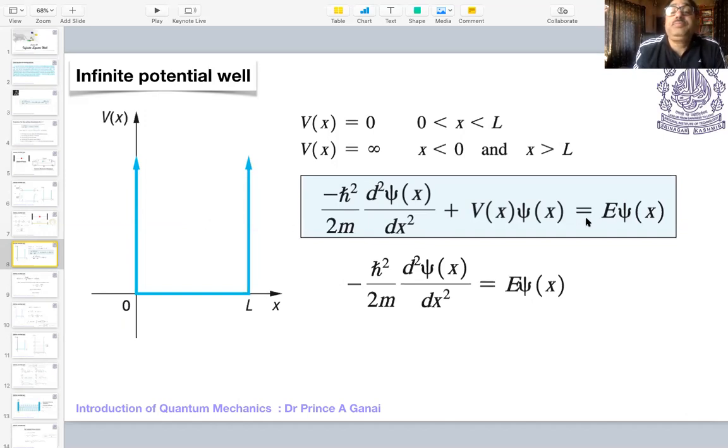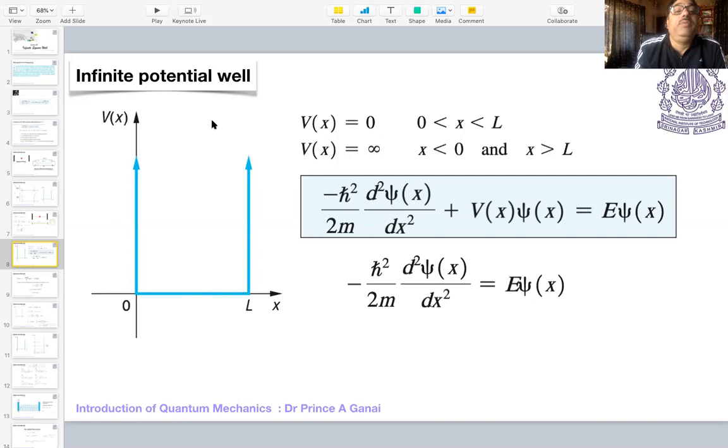Therefore we choose V is 0 between the two walls and psi of x is 0 at the boundary. So that reduces this equation to a very simple second order differential equation, which is minus h cross square by 2m d2 psi of x by dx square equal to E psi of x. So this equation we need to now solve. Since it's a very simple second order differential equation, solving it is very trivial.